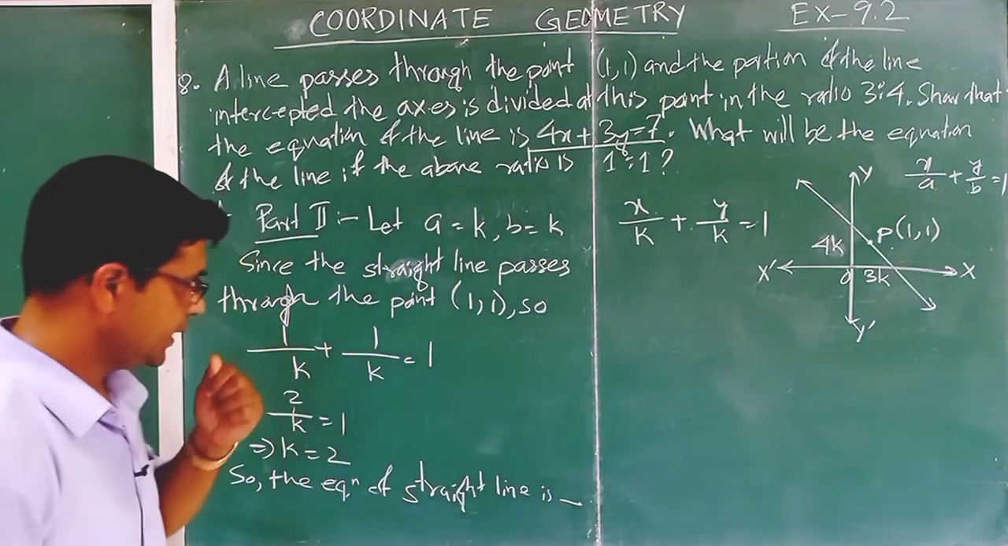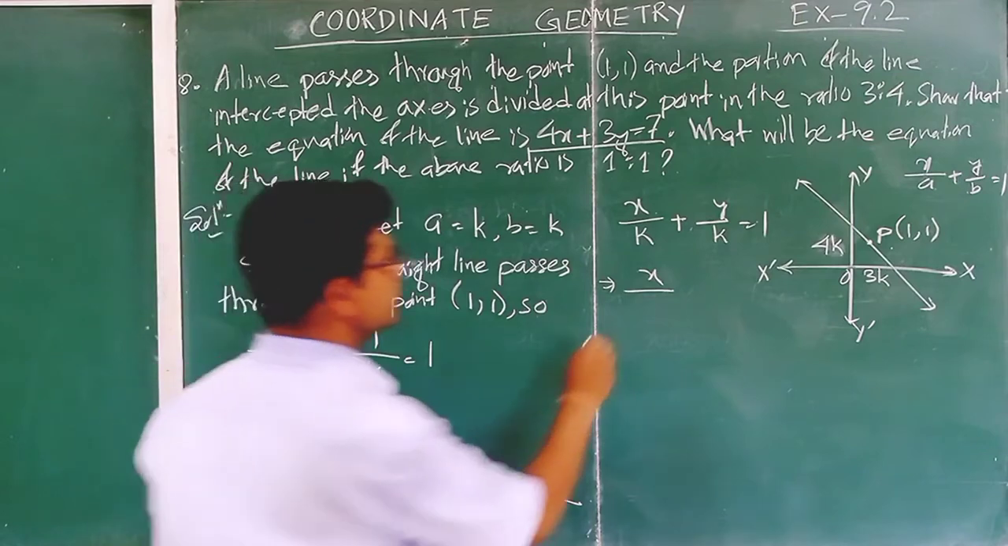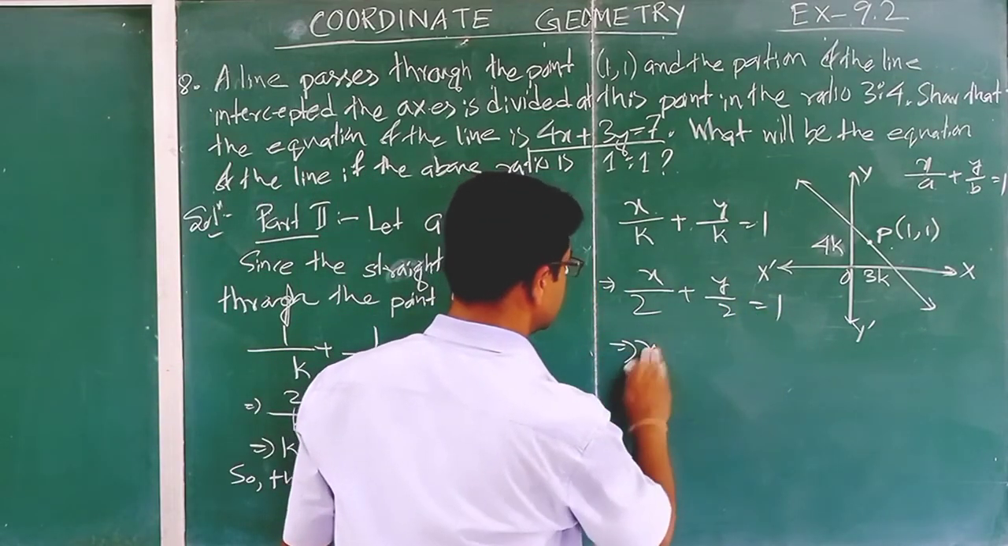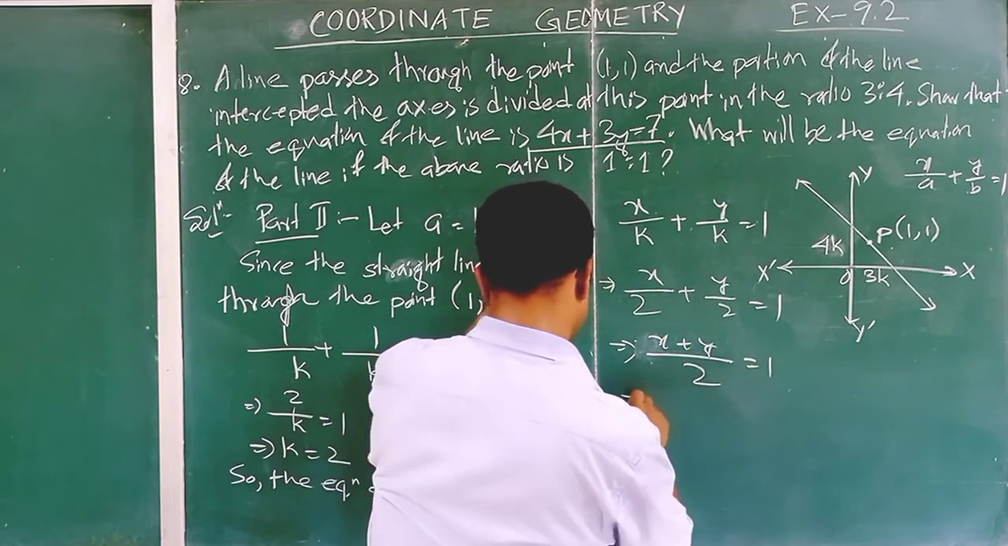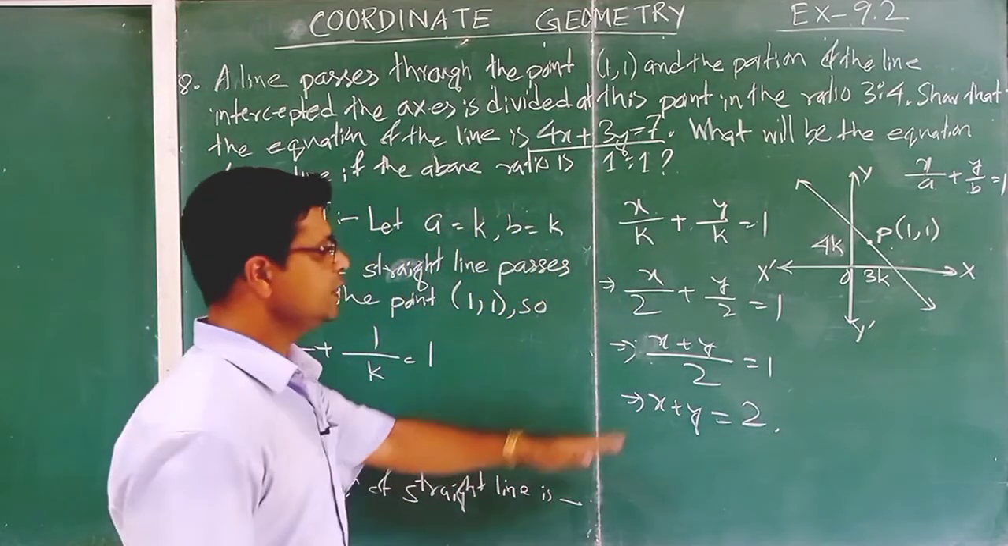Got it? We have written the equation. Let us substitute the value of k. What is k? 2. So y by 2 is equal to 1. Let us take the LCM. Sorry, x plus y is equal to 1. x plus y, 1 into 2, 2. So this is the equation in the second case.